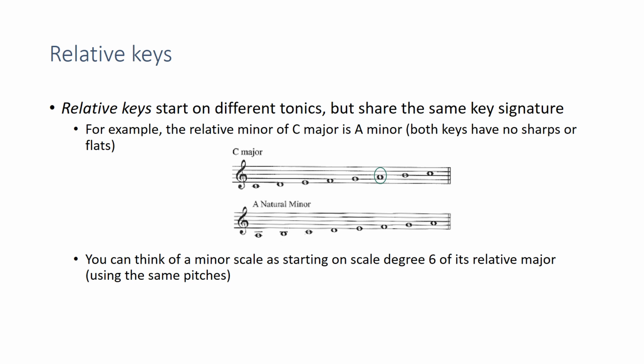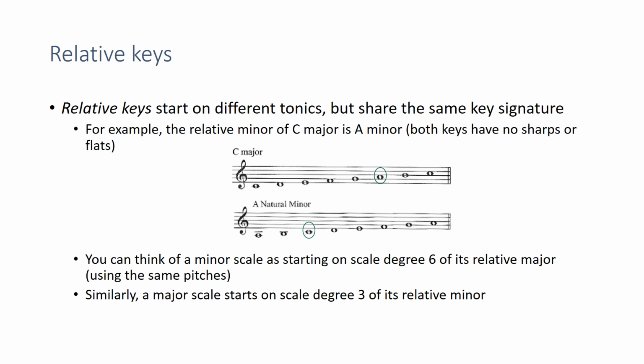You can also think of the relative minor scale as starting on scale degree 6 of its relative major and using the same pitches. Let me illustrate that. So if I'm in C major and I start on scale degree 6, A, B, C, D, E, F, G would be the relative minor.